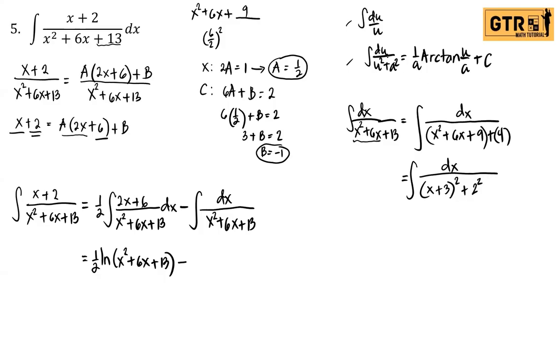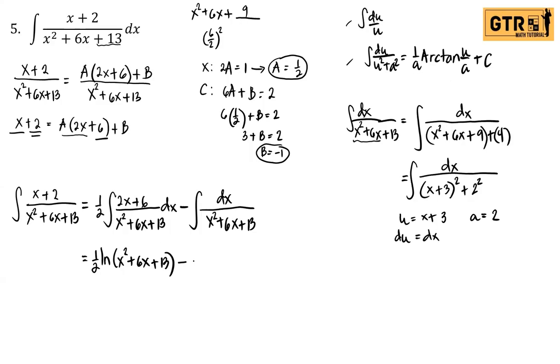So now it is in the form integral of du over u squared plus a squared. Our u here is x plus 3 and our a is 2. The differential of x plus 3, du, is equal to dx. So therefore, it is in the form integral of du over u squared plus a squared. So just apply directly the formula.